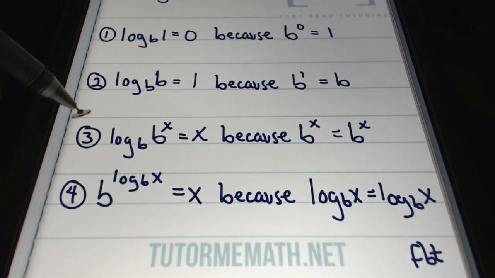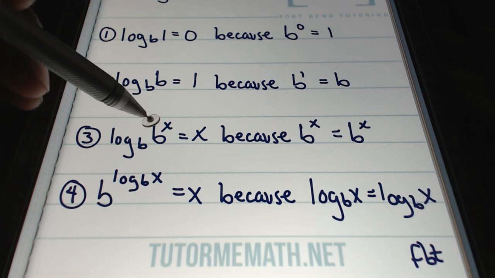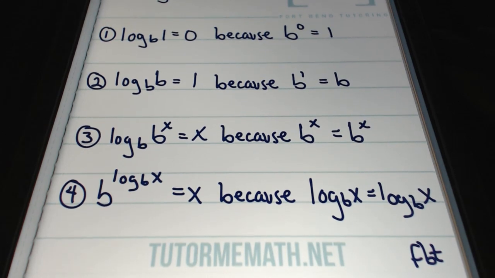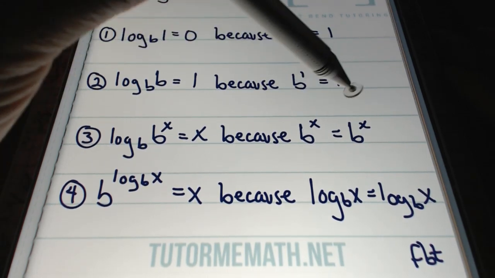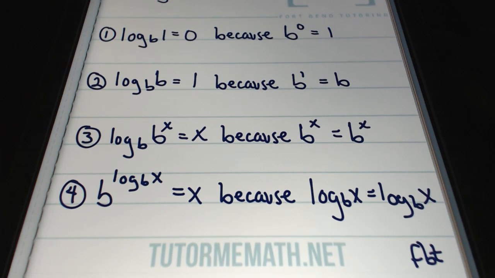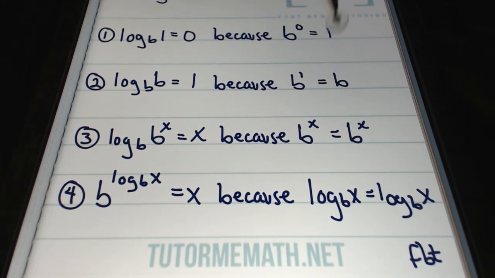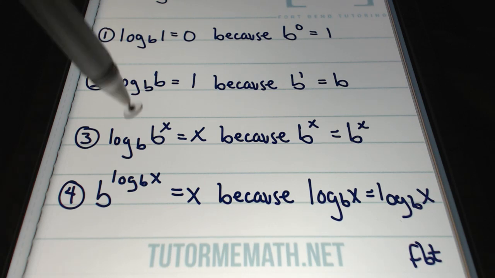Number 3 here, when we have log base b of the argument b to the x, the result here is x because, once again, in exponential form, if you were to convert this, it would read as b to the x equals b to the x. And as we talked about earlier, when your bases are identical, the exponents must be equivalent to one another. So therefore, you would end up with just x equals x to verify that this result should equal x.